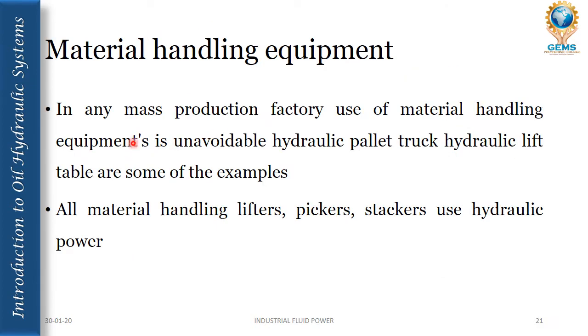And now let's come to the material handling equipment. In any mass production factory, use of material handling equipment is unavoidable. Hydraulic pallet trucks and hydraulic lift tables are some of the examples. All material handling lifters, pickers, and stackers use hydraulic power.